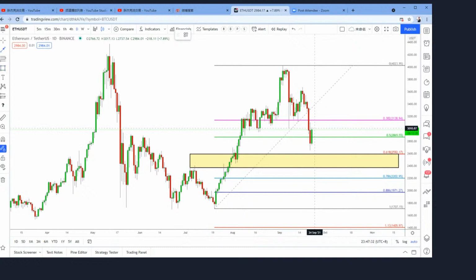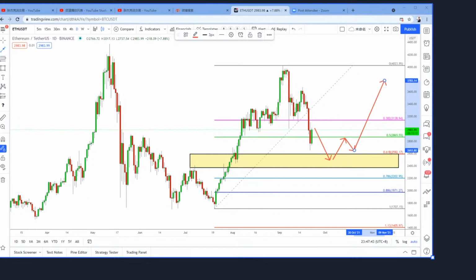So I want you guys to watch for the touch here. Find some good patterns around here. At least you can earn some profit when you buy from 2592. All right.